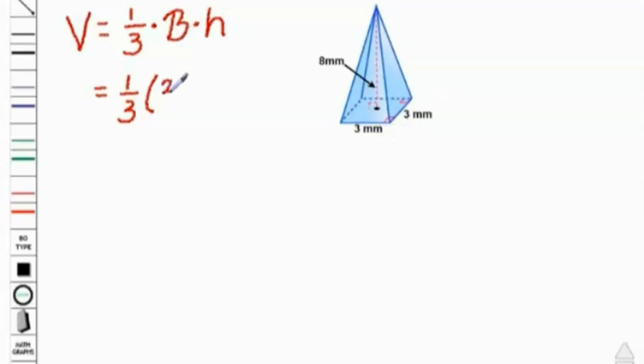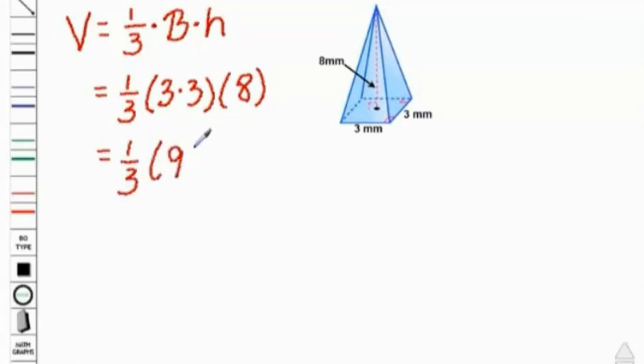So the area of the base is just 3 times 3. The height of the pyramid is 8. So we fill in our 3's for the base, 3 times 3 for the base, and 8 for the height. Next thing we're going to do is simplify this. 3 times 3 is 9, so now we have 1/3 times 9 times 8.